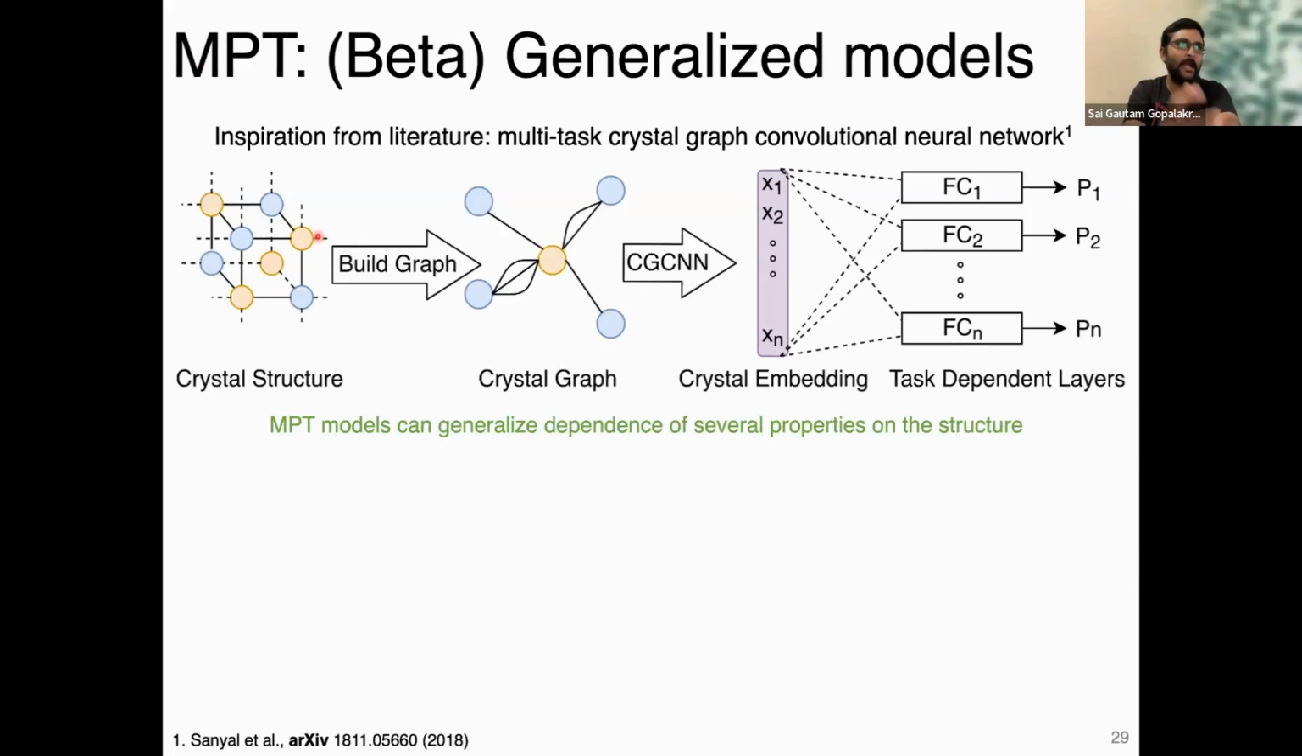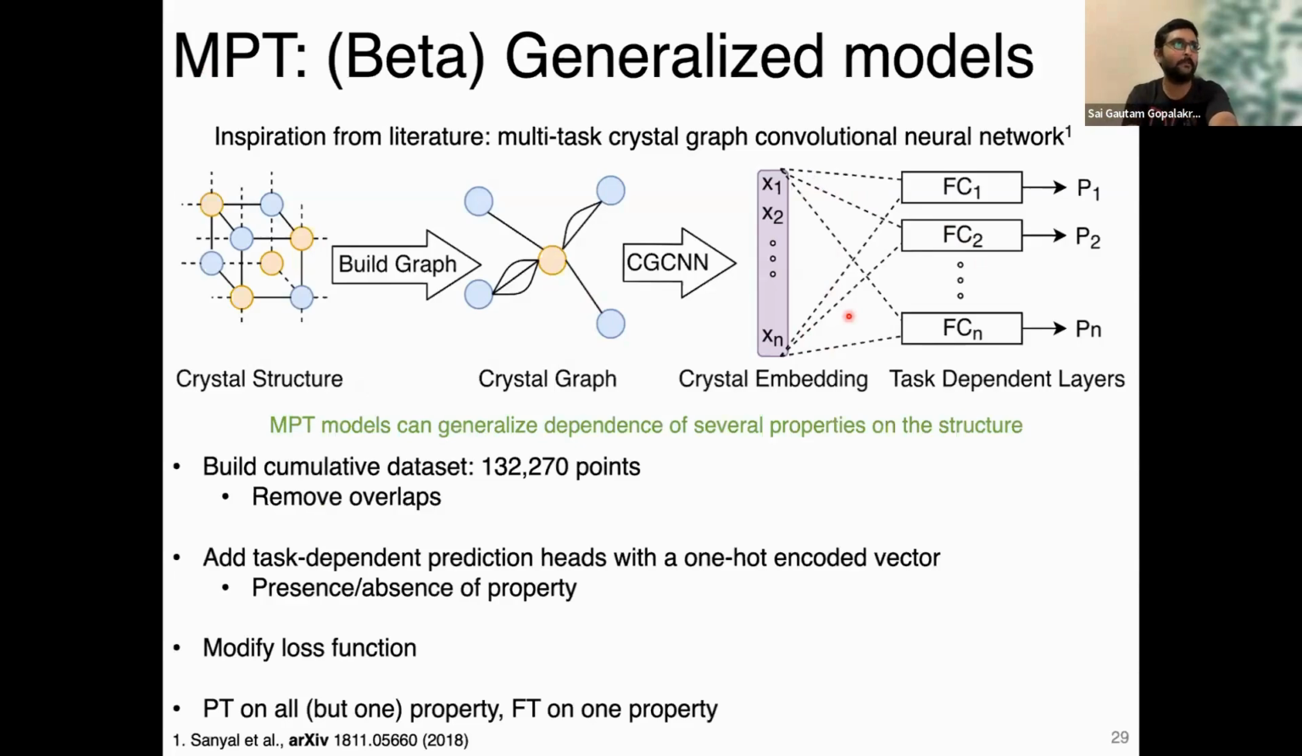So the idea is that we take a graph network, right? And the prediction head alone, we modify it so that you can actually predict multiple properties at the same time, which means it can also be trained on multiple properties at the same time, right? In practice, the way we did it was we took our 7 data sets that we had before. We built a cumulative data set here, and then we modified our loss function and so on. These are details, not very important.